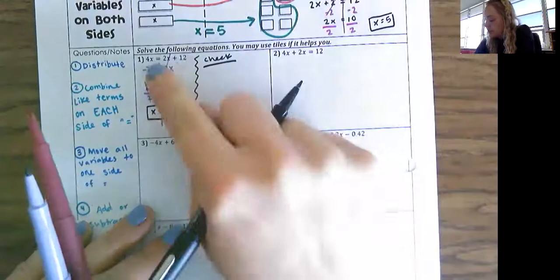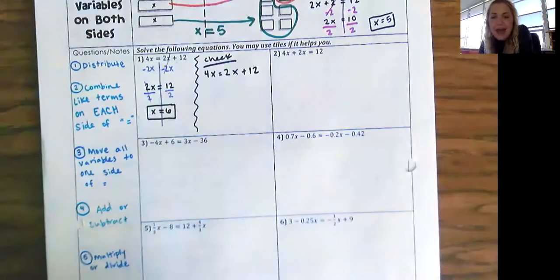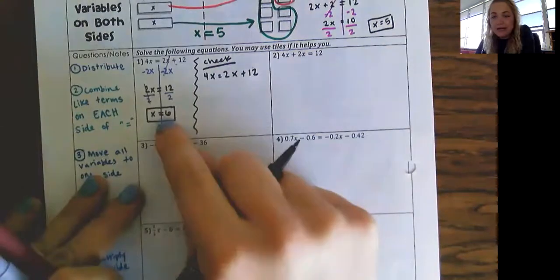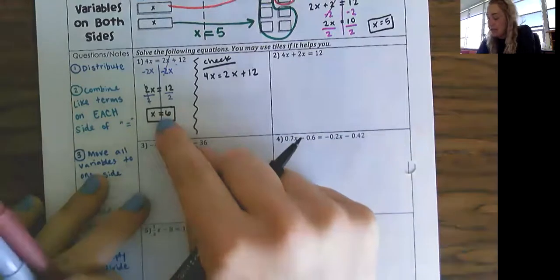In order to check, you take that original equation, 4x equals 2x plus 12. Everywhere that there's an x, I'm going to put 6 in its place. So instead of 4x, that's going to be 4 times 6 equals 2, but instead of x, I'm checking my answer, times 6 plus 12.